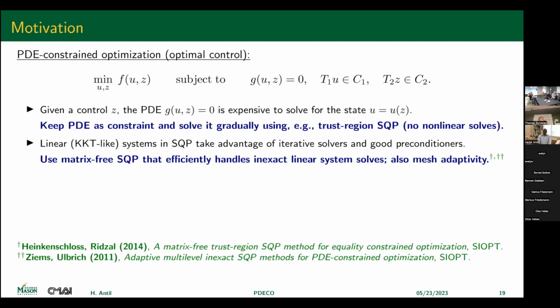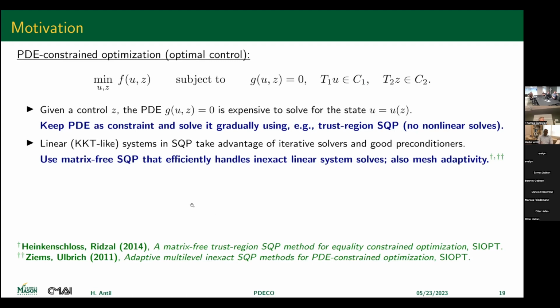Now, these type of problems are extremely challenging. Why is that? Because these are really large-scale optimization problems. So one may not want to solve these PDEs explicitly in every optimization iteration. And there we're going to use this framework of Heinkenschloss, Ridzal, Ulbrich and coauthors, where we do not try to solve the PDE explicitly in every iteration, but we solve it up to a certain tolerance. So we have inexact solves.